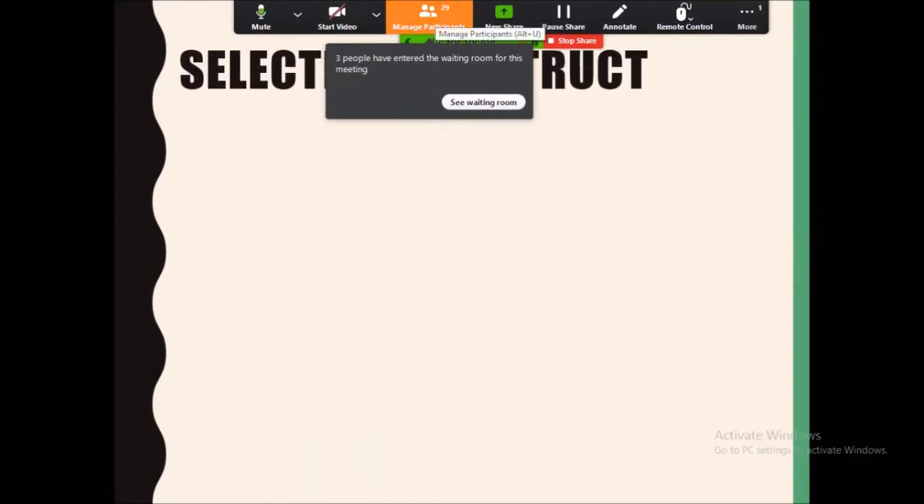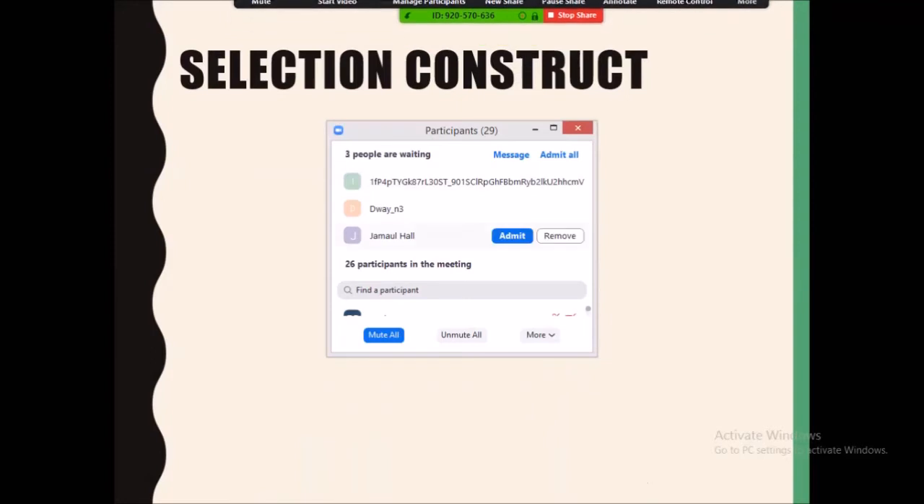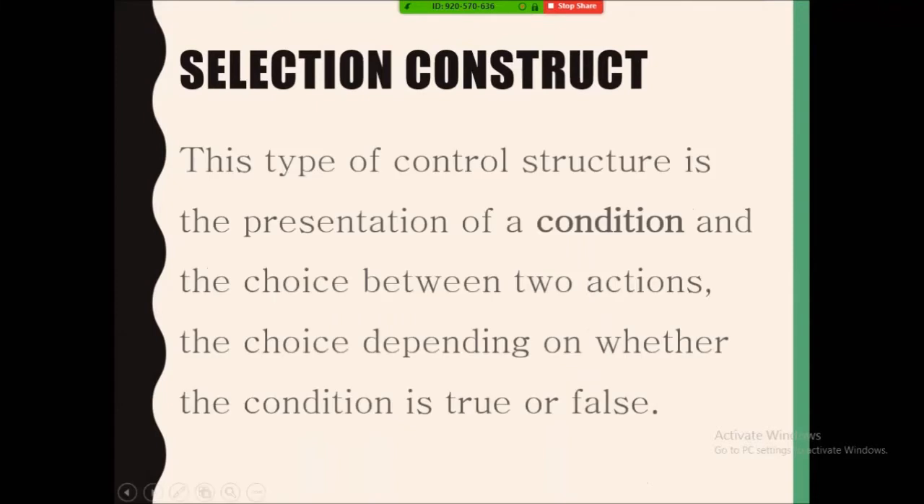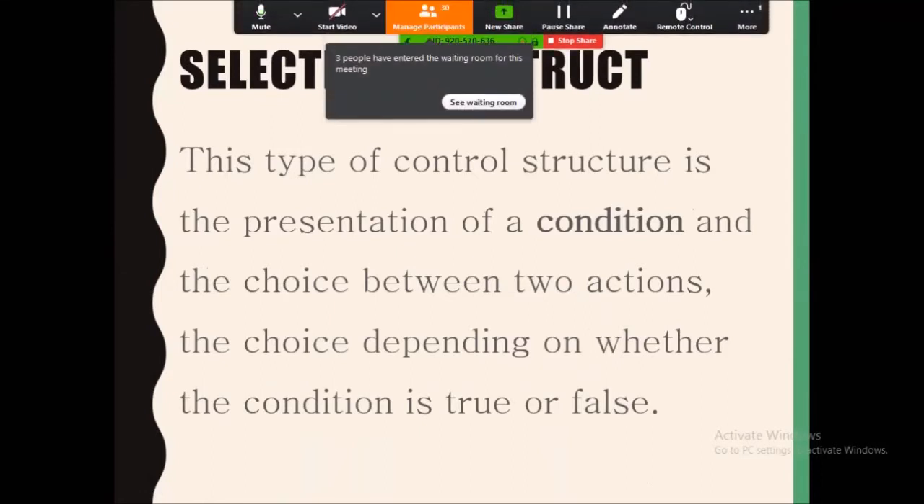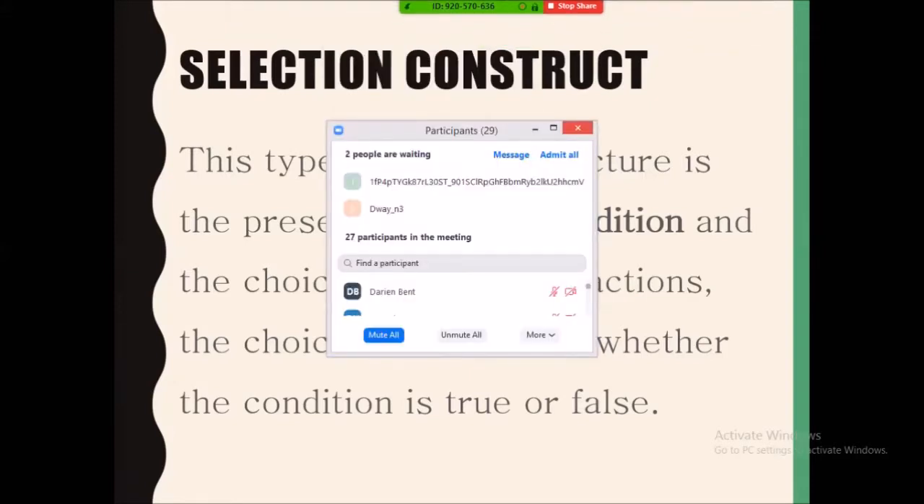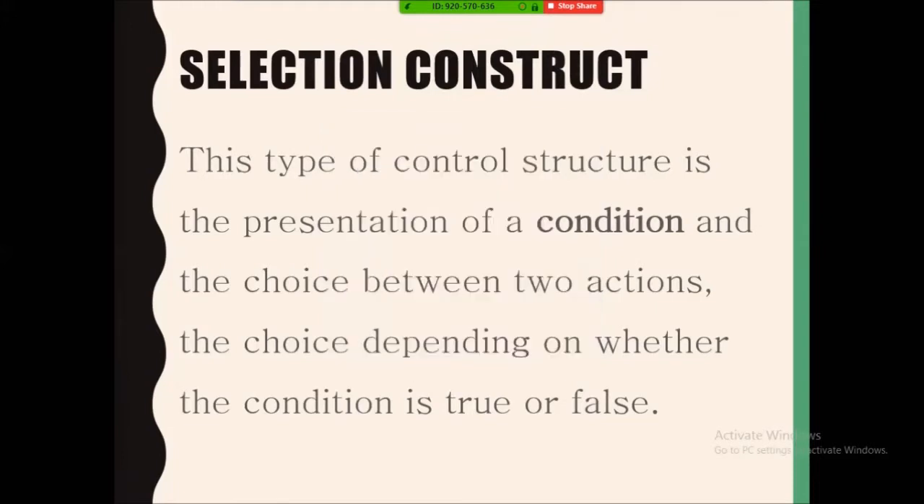So what is our selection control structure? Here now we're basically going to define. Selection control structure is a type of control structure. This type of control structure represents a condition, which is a choice between two actions, depending on whether the condition is true or false. It's like a crossroads situation. You're at a crossroad and you want to know whether you're supposed to go left or you're supposed to go right.